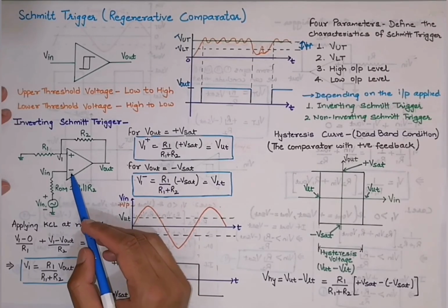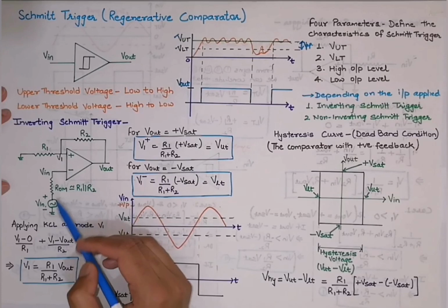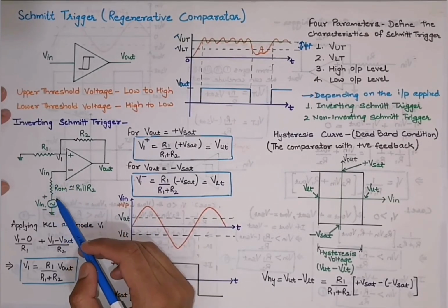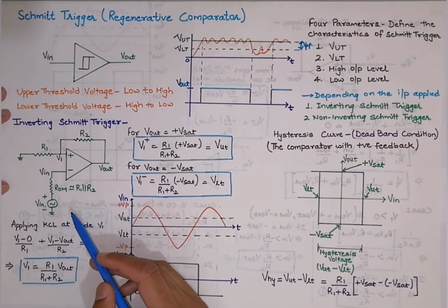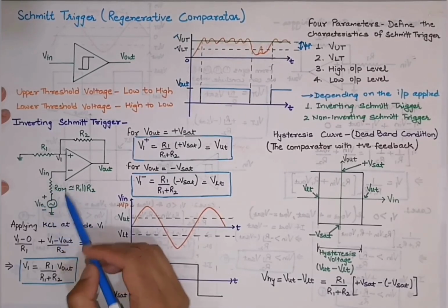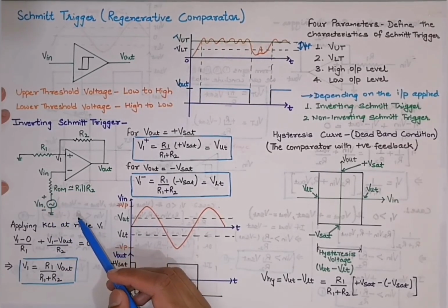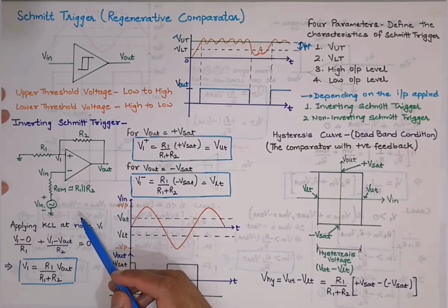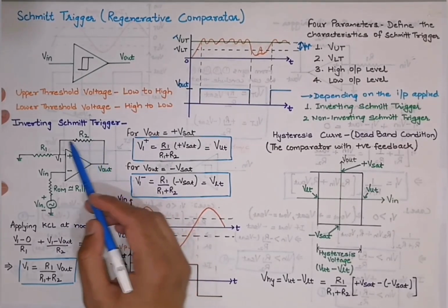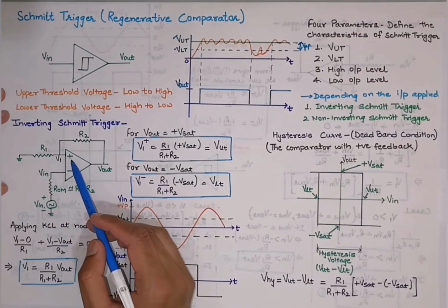We can see here the input is applied at the inverting terminal of this operational amplifier, and a resistor R_OM is connected to minimize the offset problems. We have discussed already at the time of the operational amplifier the need of this R_OM, to reduce the offset values. Now a positive feedback is also applied over here. You can see the output value is fed back into the non-inverting terminal.